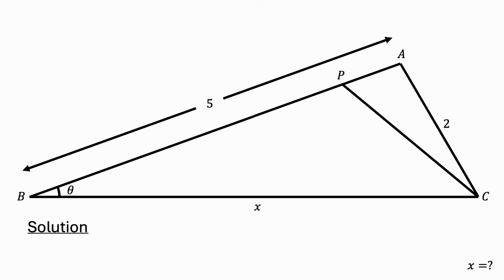Let P be a point on AB such that angle PCA equals theta and angle BCP equals 2 theta. Let CP equals A and BP equals B. Then AP equals 5 minus B.